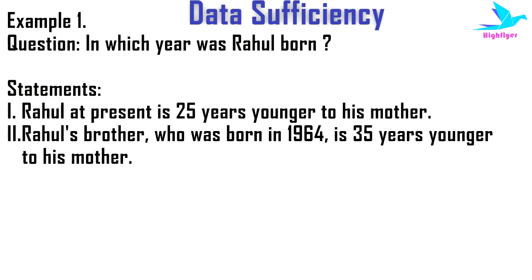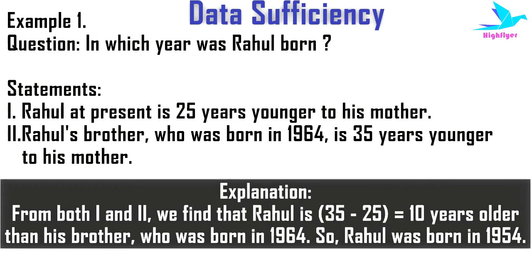Example 1. Here the question is, in which year was Rahul born? And the statements are, statement 1, Rahul at present is 25 years younger to his mother. Statement 2, Rahul's brother who was born in 1964 is 35 years younger to his mother.